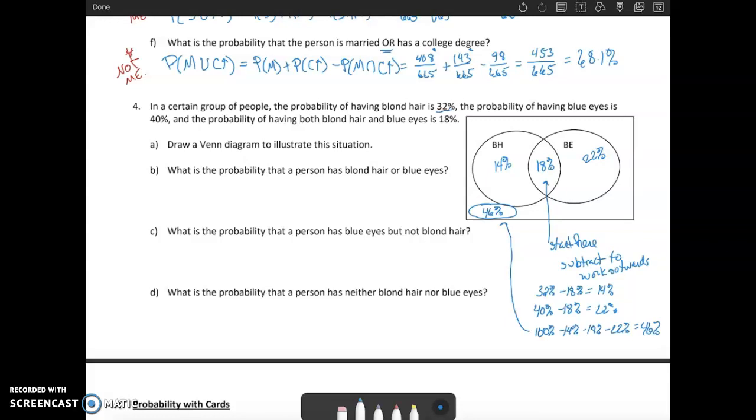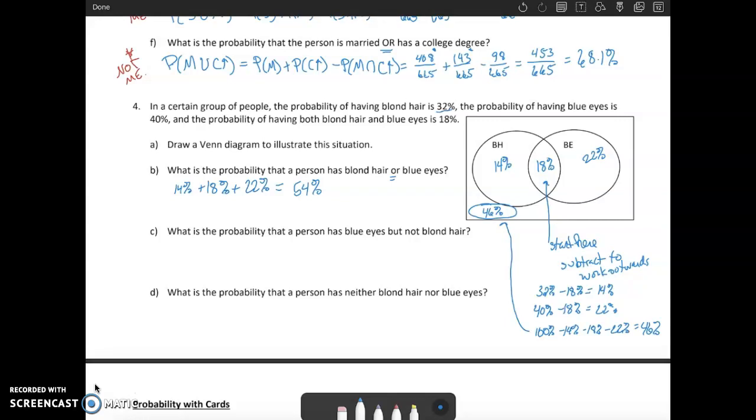What is the probability that a person has blonde hair or blue eyes? So or. Well, we want anyone at all who is in any of these circles. So we have 14%, 18%, and 22%. That would be anyone anywhere in those circles. So it looks like 54% of people have one of those qualities or the other or both because of the inclusive or situation.